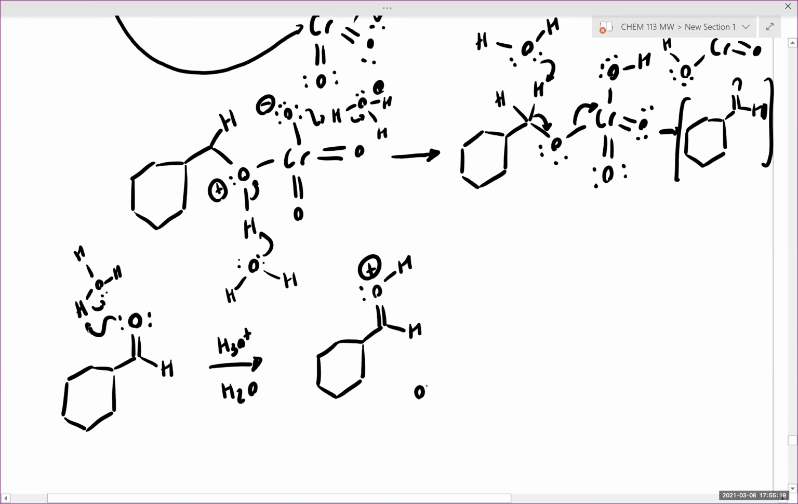What's the next step now? So you have water, which is a relatively nucleophilic solvent. So what's going to happen next?